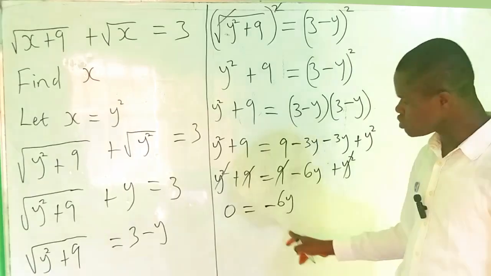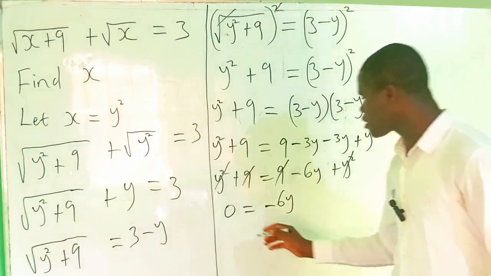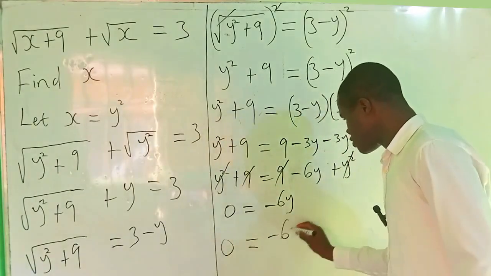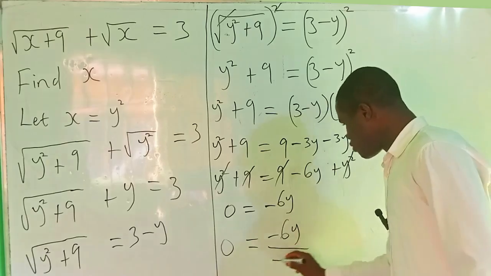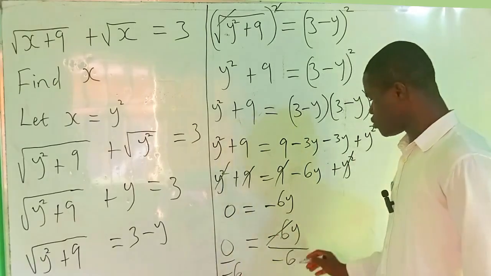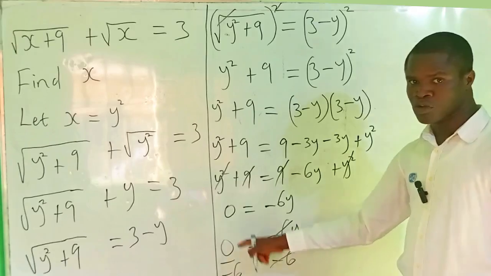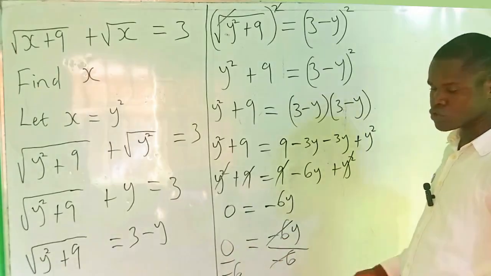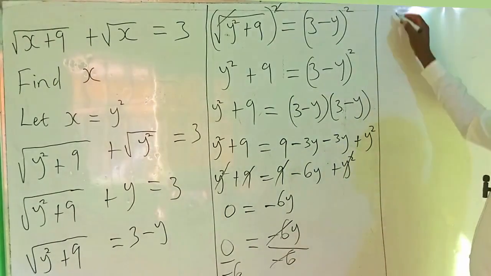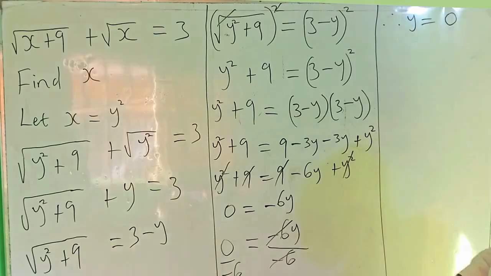For y to stand alone, we are going to divide both sides by minus 6, which is the coefficient of y. So 0 is equal to minus 6y, divided by minus 6, divided by minus 6. The minus 6 cancels out, so that y is equal to 0, because 0 divided by minus 6 is equal to 0. So it simply means that, therefore, y is equal to 0.